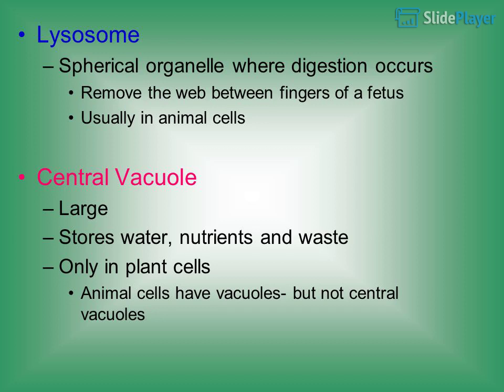Lysosomes remove the web between the fingers of a fetus. Usually in animal cells. Central vacuole: large. Stores water, nutrients and waste. Only in plant cells. Animal cells have vacuoles but not central vacuoles.